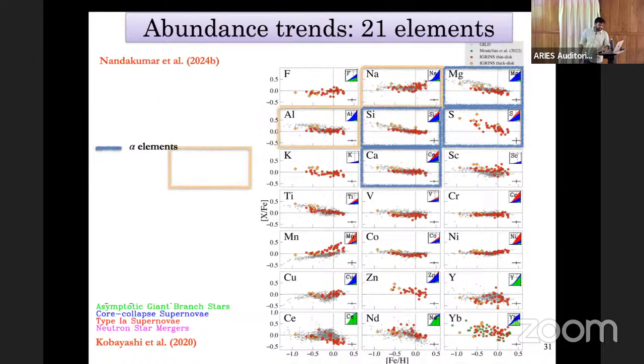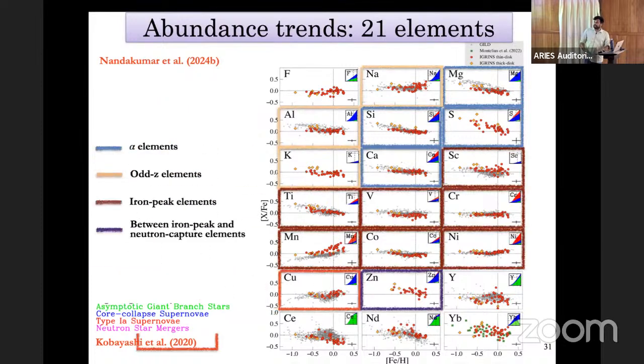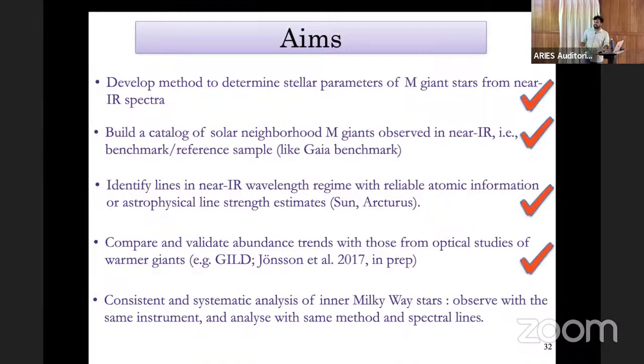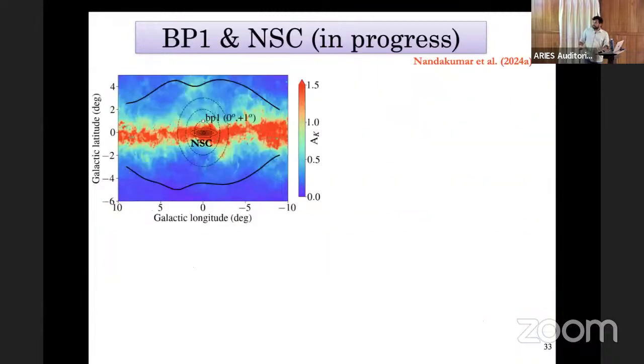Like I mentioned, there are alpha elements, odd-Z elements, iron peak elements, and neutron capture elements. These are all the different elements that we were able to estimate for these 50 stars. So that is also done. The next step is to carry out a consistent and systematic analysis of the inner Milky Way stars. As I mentioned, we have to observe the inner Milky Way stars, again with the same instrument. So this is a work in progress.